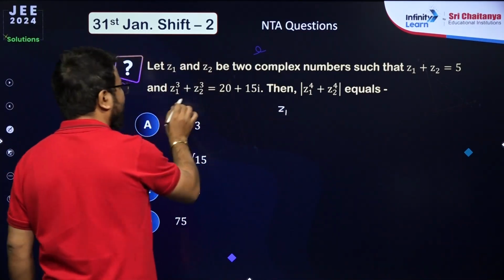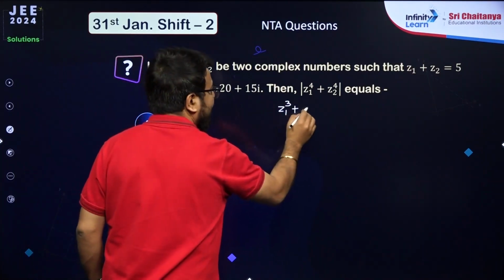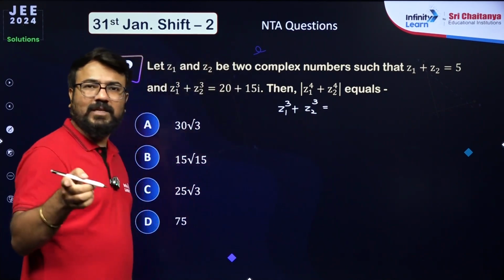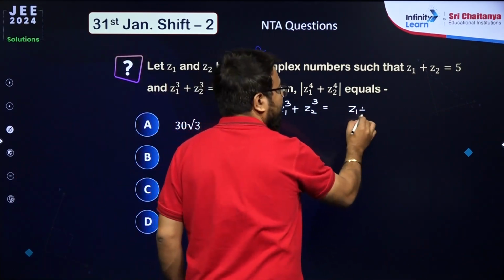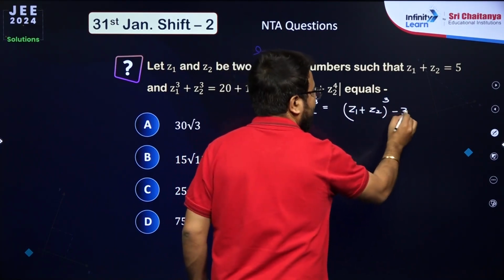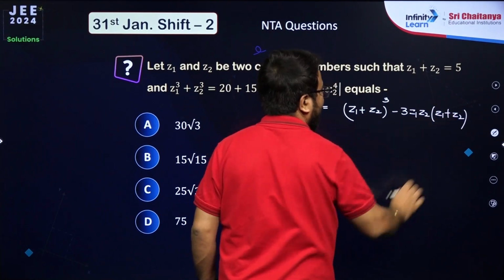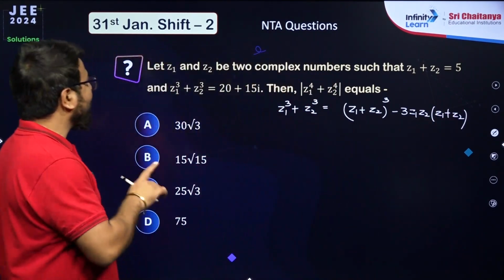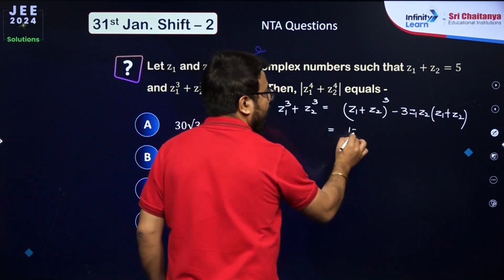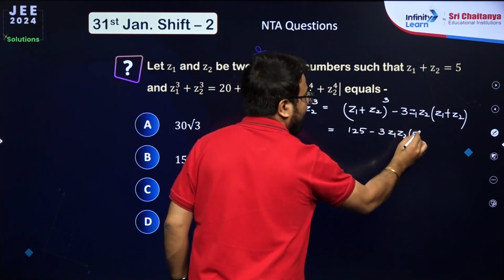Suppose I haven't been given Z1 cube plus Z2 cube, so I would write directly the value of Z1 cube plus Z2 cube with the help of the formula for A cube plus B cube. That will be equal to A plus B whole cube minus 3AB times A plus B. The value of A plus B is already given, that is 5. I will write here 5 cube, which is 125, then it is 3 Z1 Z2 and again it is 5.